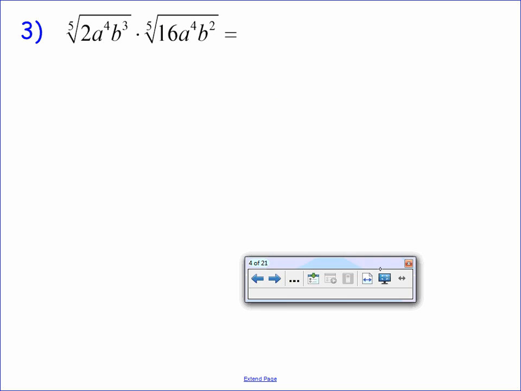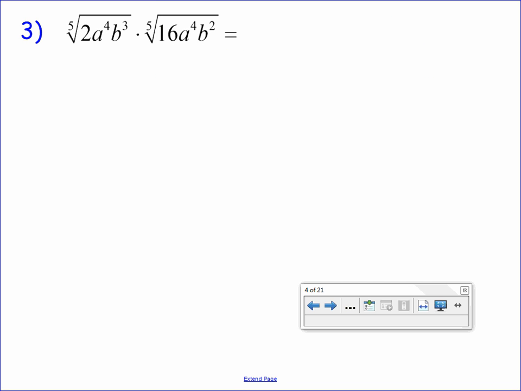Number 3, holy smokes, we've got lots of radicals floating around here, lots of powers. That's okay, I can apply the product property in reverse. That is to say, the fifth root multiplied by another fifth root can be rewritten as a single fifth root. Let's go ahead and do that as my first step. So we'll rewrite it as a single fifth root, and inside we'll have 2 times 16 is 32. A to the 4th times A to the 4th is A to the 8th. B to the 3rd times B to the 2nd is B to the 5th.